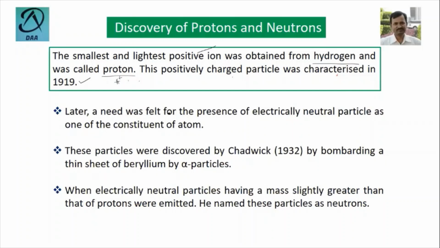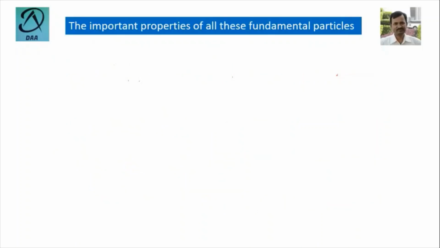Later a need was felt for the presence of electrically neutral particles as one of the constituents of the atom. This particle was discovered by Chadwick in the year 1932 by bombarding a thin sheet of beryllium with alpha particles. What is an alpha particle? We'll discuss later. When an electrically neutral particle having a mass slightly greater than the proton was emitted, he named it neutron, because it is neutral. Now, the important properties of all these fundamental particles, that means electron, proton and neutron.